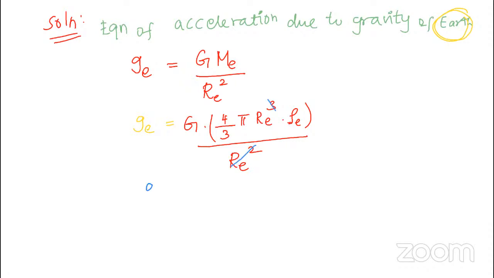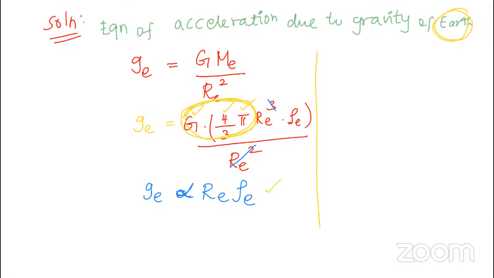Then finally g_E is proportional to R_E into rho_E. Here we noticed the G value and the 4/3 pi value are all constants, so we need not worry about those values.